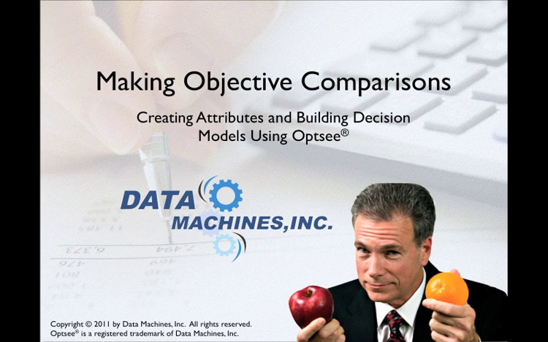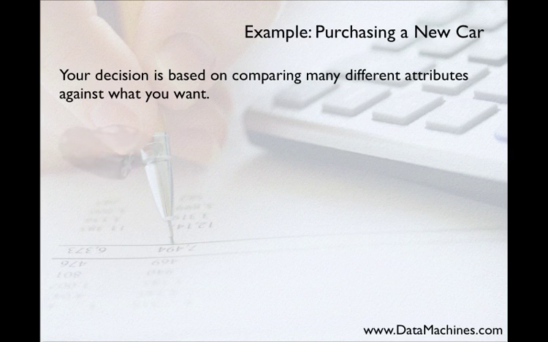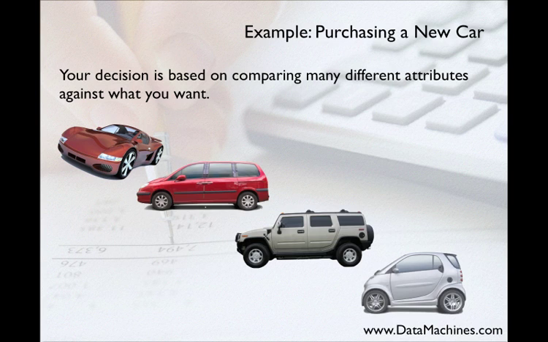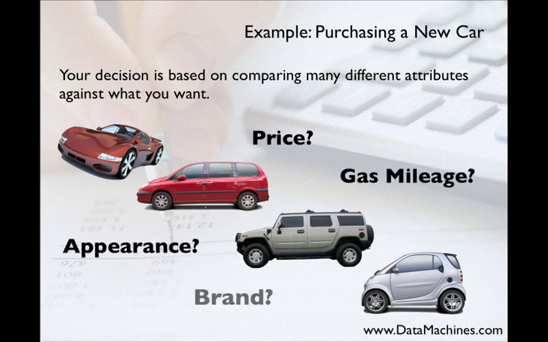In this video, I'll explain how Optsee easily quantifies decision criteria and then combines them to obtain an objective value score ranking based on your preferences. We will start by using a simple car buying decision as an example. When you are making a purchasing decision, you are comparing many different buying criteria such as price, appearance, gas mileage, and brand, so buying a car is a multi-criteria or multi-attribute decision.